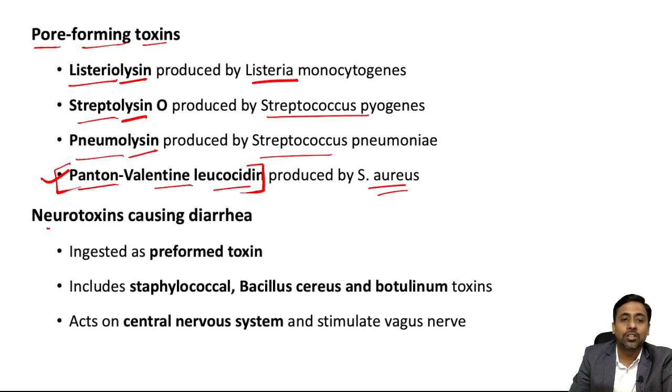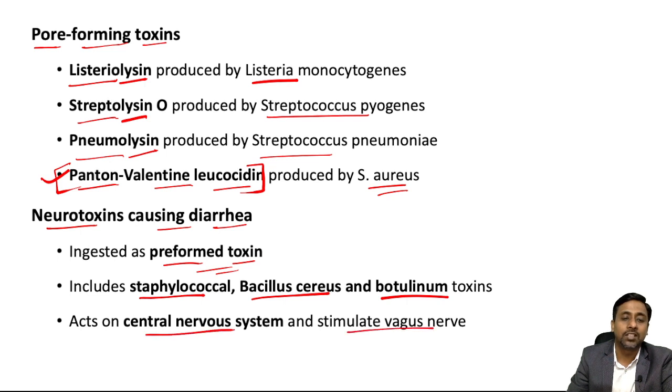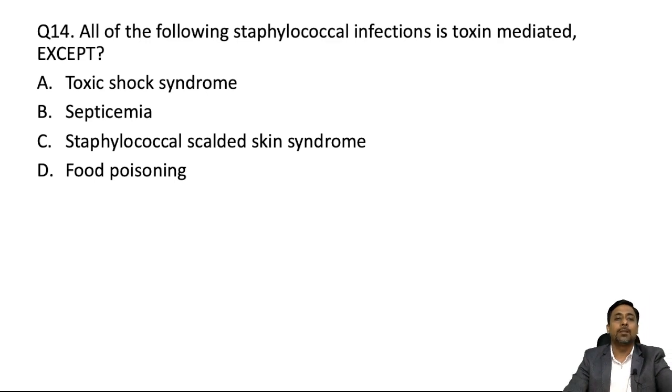And there are certain neurotoxins which cause diarrhea, and this toxin is ingested as a preformed toxin. That means these toxins are produced in the food before its consumption, and these include the staphylococcal enterotoxin, Bacillus cereus emetic toxin and the botulinum toxin. And where it will act, this will act on the central nervous system and stimulate the vagus, and this was discussed in the PYQ of food poisoning, so that's why I'm not discussing it here anymore. Okay. So these are the various types of toxins produced by bacteria.